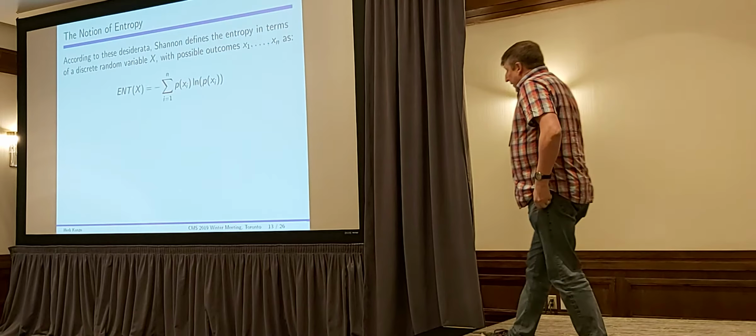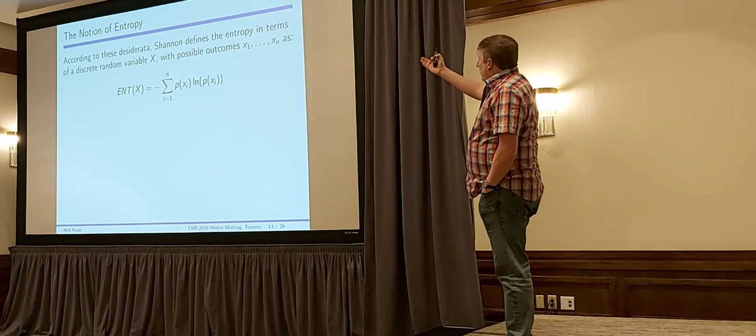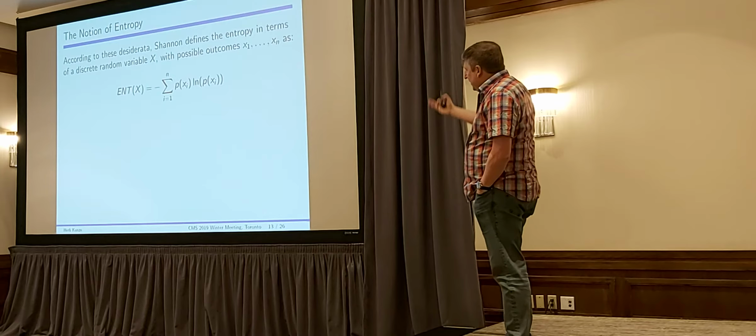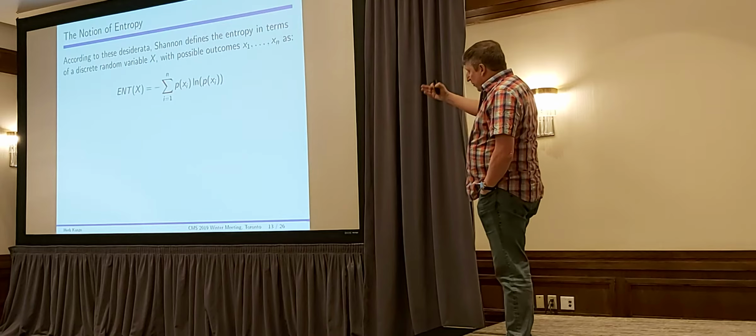Shannon's formulation is a nice thing. We have possible outcomes x_1 to x_n. The probability of each of them is p(x_i): p(x_1), p(x_2), and so on. We sum all these probabilities up times the log of the probabilities. Since the probabilities are in [0, 1], the logs are negative, so a minus sign goes in front. This is a positive quantity, the entropy.